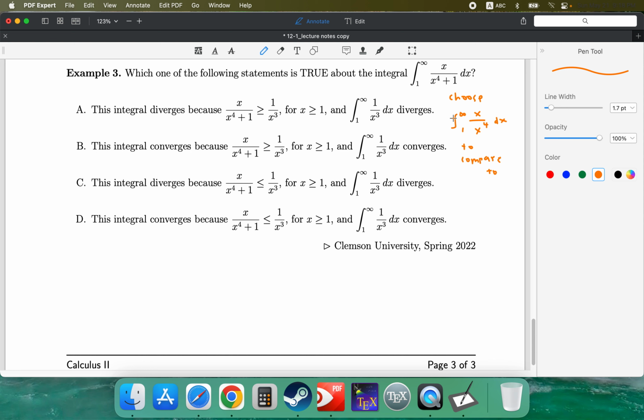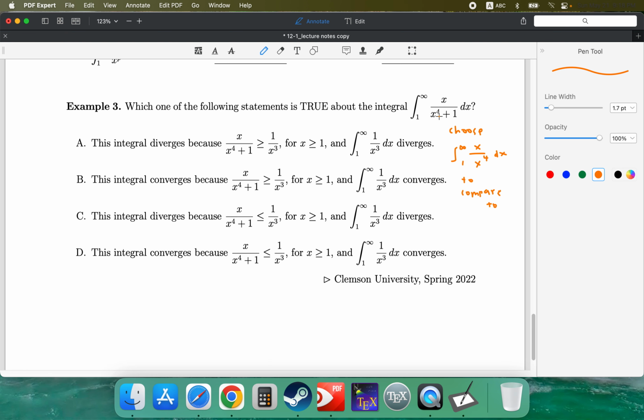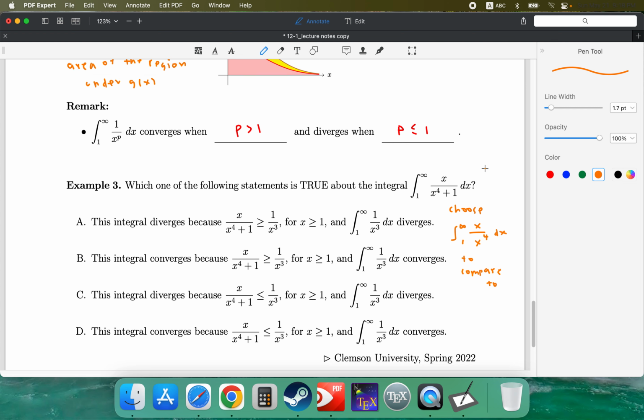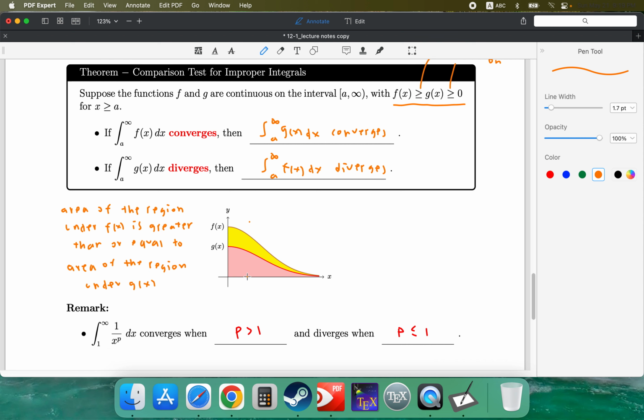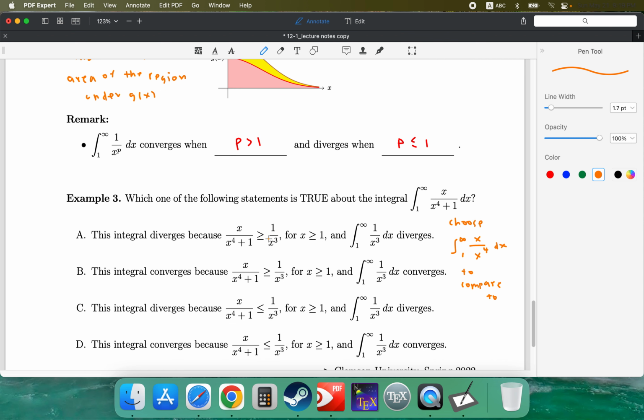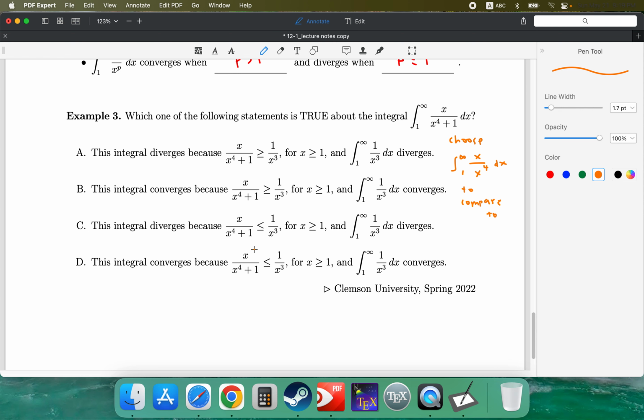Next, you have two integrals, x over x to the fourth plus 1 and x over x to the fourth. You want to know which one is greater. You want to know f and g, which one is above, which one is below. That's why you need an inequality right here. So you can see that in these choices, you have some inequalities. Now, of course, you might be wondering, but wait, how do I know which inequality is true? So here, let's make a quick review.